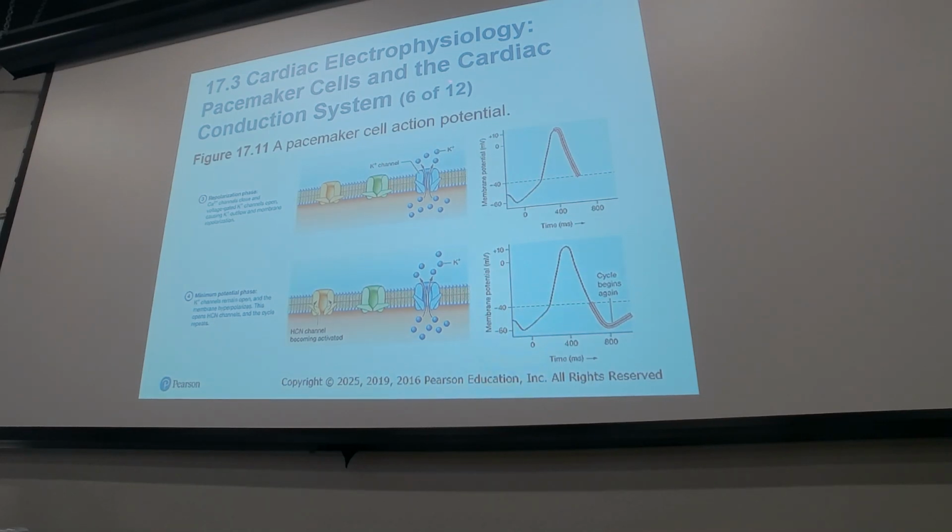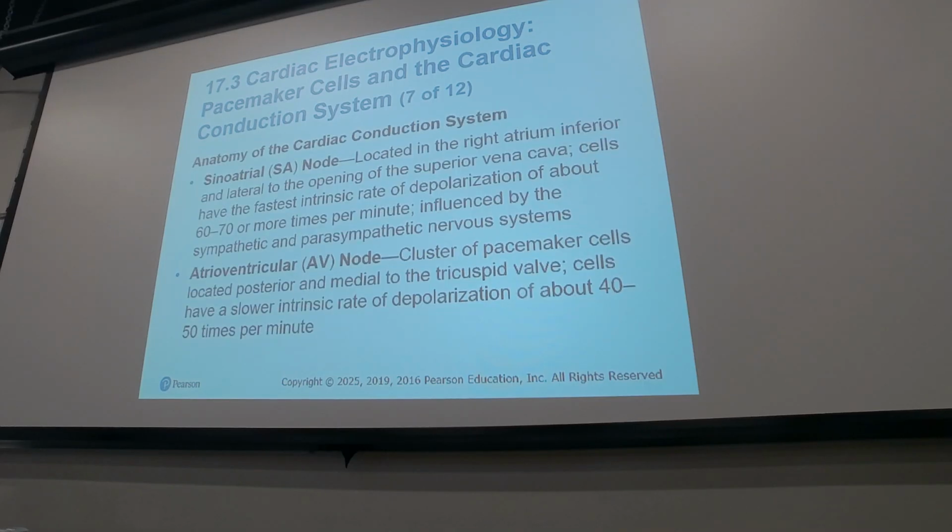So this is what we call the pacemaker action potential, which is different from the other two action potentials, the cardiac muscle action potential and skeletal muscle action potential.